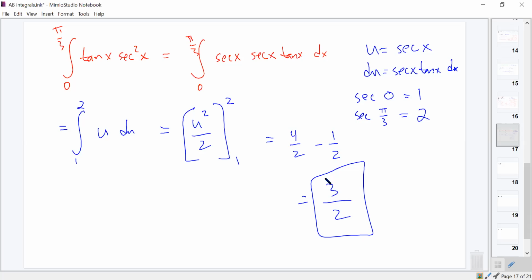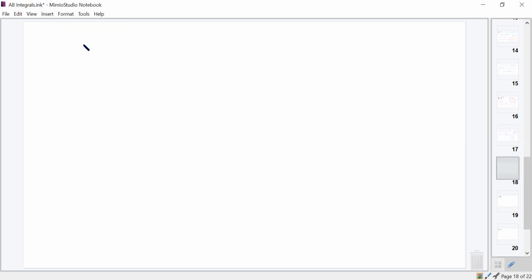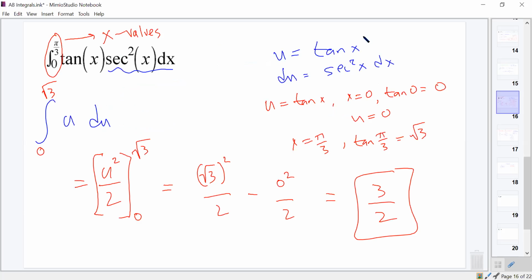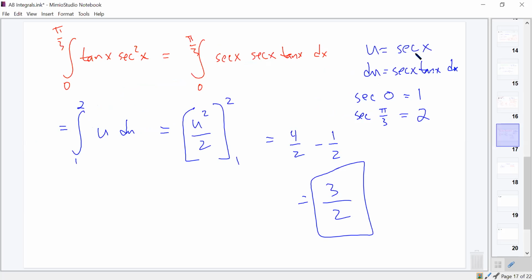Let's forget about the limits of integration for a second and pretend that we had done this problem as an indefinite integral. So if we just had the integral of tangent x secant squared x, one way we could have done it was with the substitution u was tangent and du was secant squared. And the other way we could have done it was that u was secant and du was secant x tangent x. Everybody agree? We just did it both ways, right? With u was tangent and with u was secant, and it worked out.